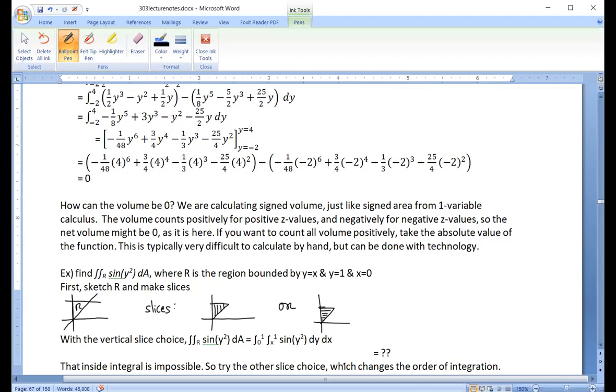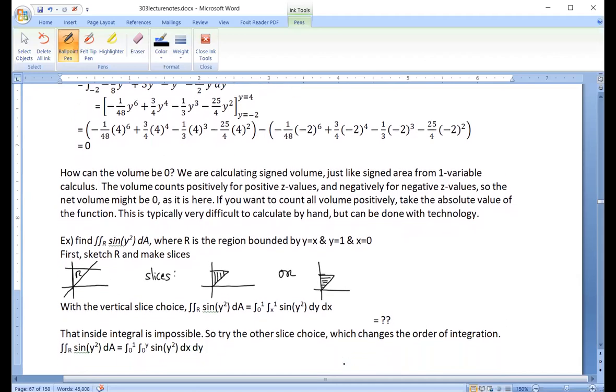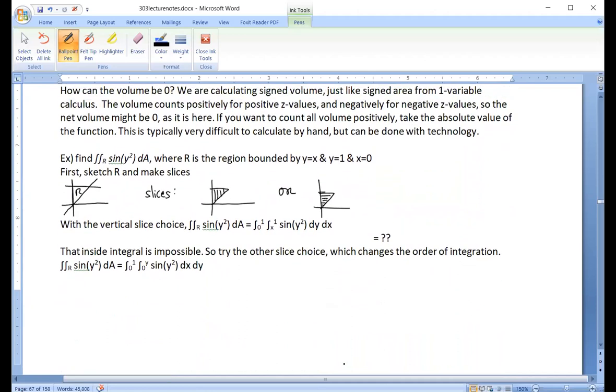Instead, we're going to use the horizontal slice choice, remembering that the horizontal slice choice changes the order of integration. So let's see what that does for us. Notice that each slice has a width delta y, which becomes a dy, and the range of values for y goes from 0 to 1. Next, on each slice, the lower value for x is 0, and the upper value is the straight line, so x equals y.